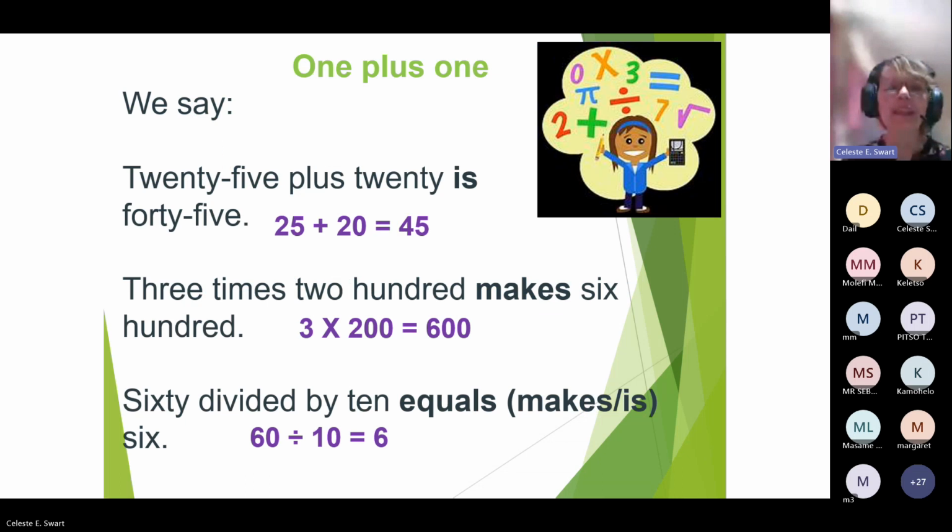Wonderful information in it. Then when we look at sums, and this is your maths, guys, 1 plus 1. Now, what do we usually say? 25 plus 20 is 45. Or we would say 3 times 200 makes 600. So you can use any of these. You can say it is, it equals, or it makes. If you look at the last one, 60 divided by 10 equals, or it makes, or it is 6. So remember that when you are speaking about your sums, that is how you should be mentioning the equals or the total that you're going to get at the end.